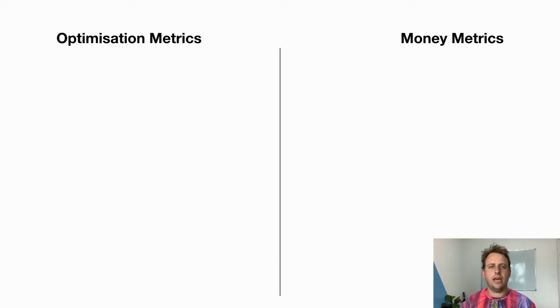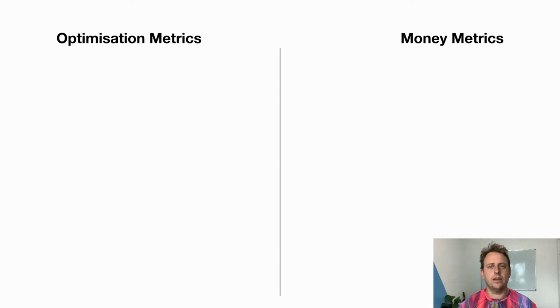Optimization metrics are metrics that you pay attention to in order to help you make decisions to improve the performance of your ad account, to optimize your account, right? But in and of themselves individually, the number attached to that metric is not really indicative of success or not, right?